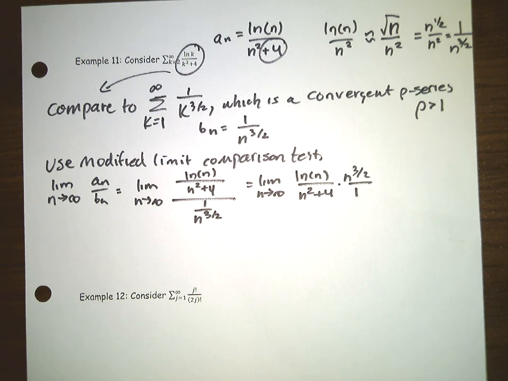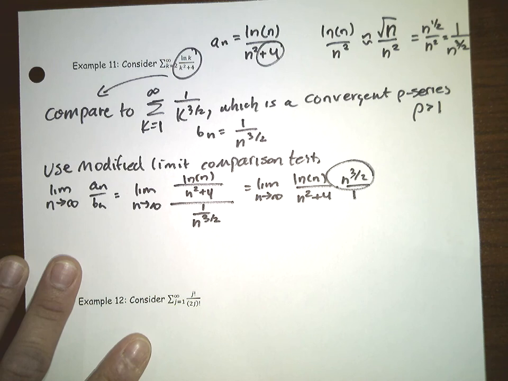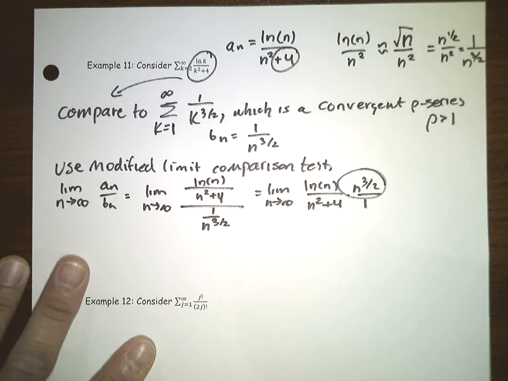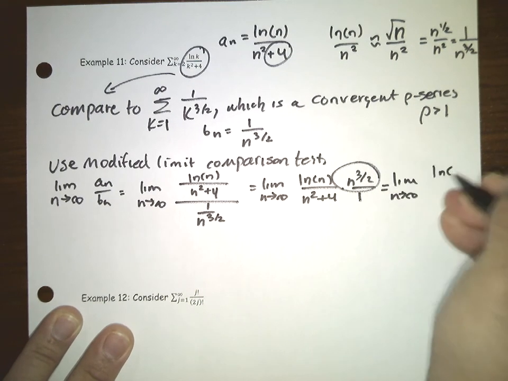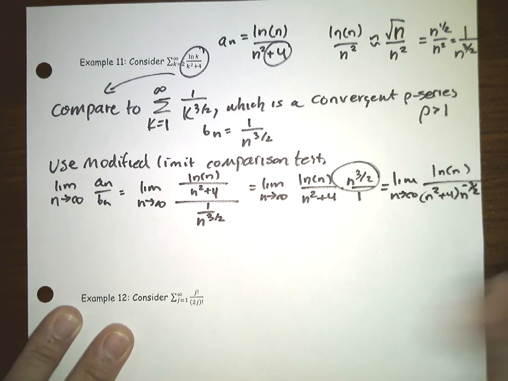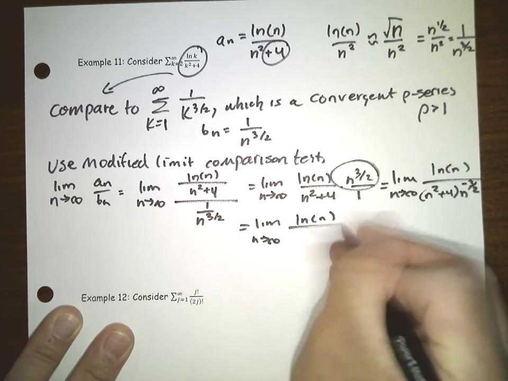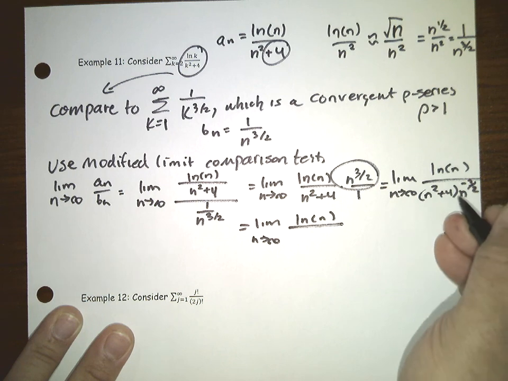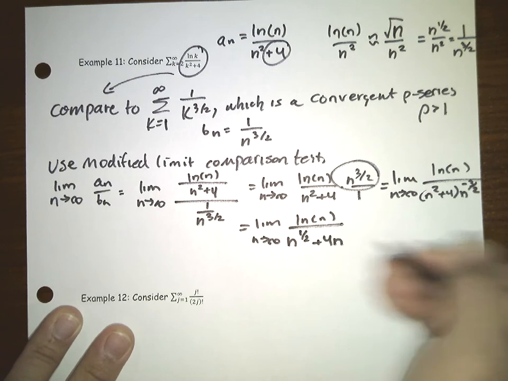I am actually going to move this to the denominator, just to make it a little bit easier in the long run for me. So I move that to the denominator as the limit as n goes to infinity of natural log of n over n squared plus 4 times n to the negative 3/2 power. So that would be the limit as n goes to infinity of natural log of n over, if I distribute here, n squared times n to the negative 3/2 power is n to the 1/2 power, plus 4n to the negative 3/2 power.